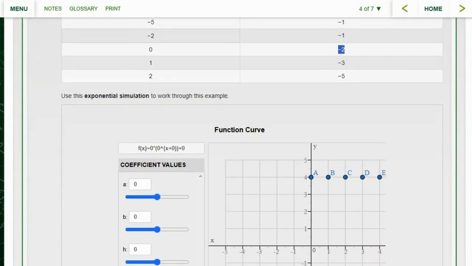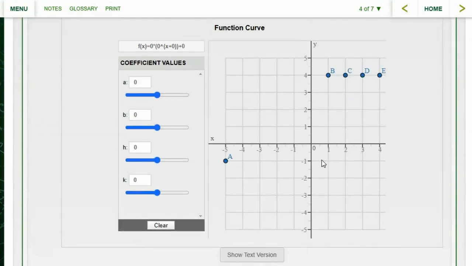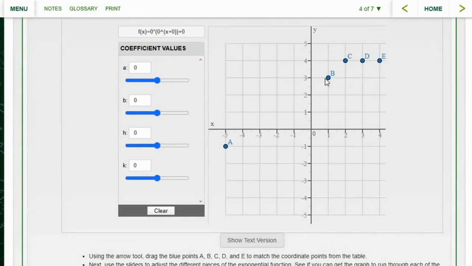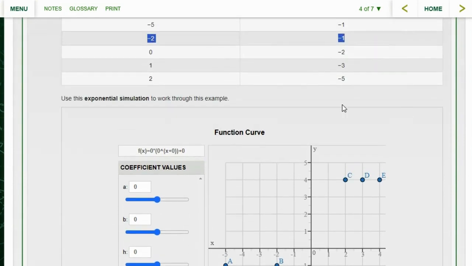So we're going to start by actually graphing these points. Negative 5, negative 1. So let's take this point and put it at negative 5, negative 1 on our graph. See, there's negative 5, negative 1. The second point we had was negative 2, negative 1. So we're going to put this at negative 2, negative 1 right there. So far it's linear, right? But that's about to change.